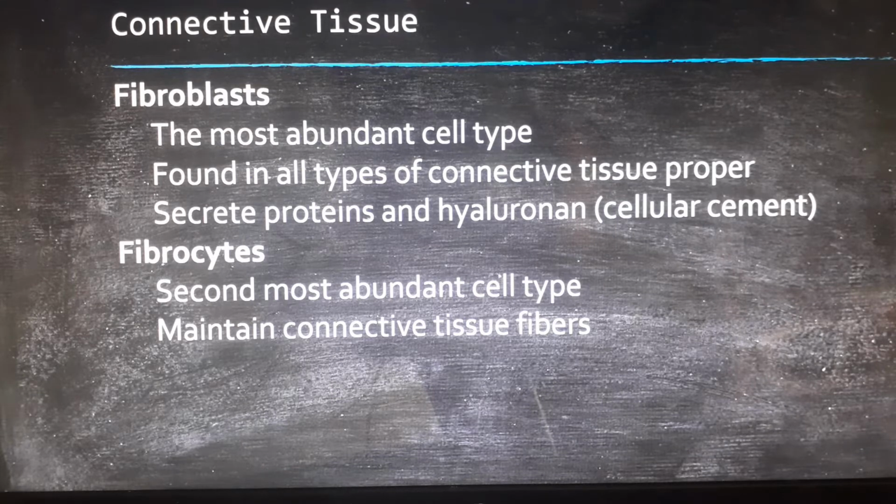And they're also going to secrete hyaluronan. I say hyaluronic acid, it's much easier to say, which is kind of like a glue. It draws water and it holds things together. Now, after they've done making fibers for a while, they can become fibrocytes, which are just living in the matrix. And they live there and they maintain the fibers, but they're not building the fibers from scratch.